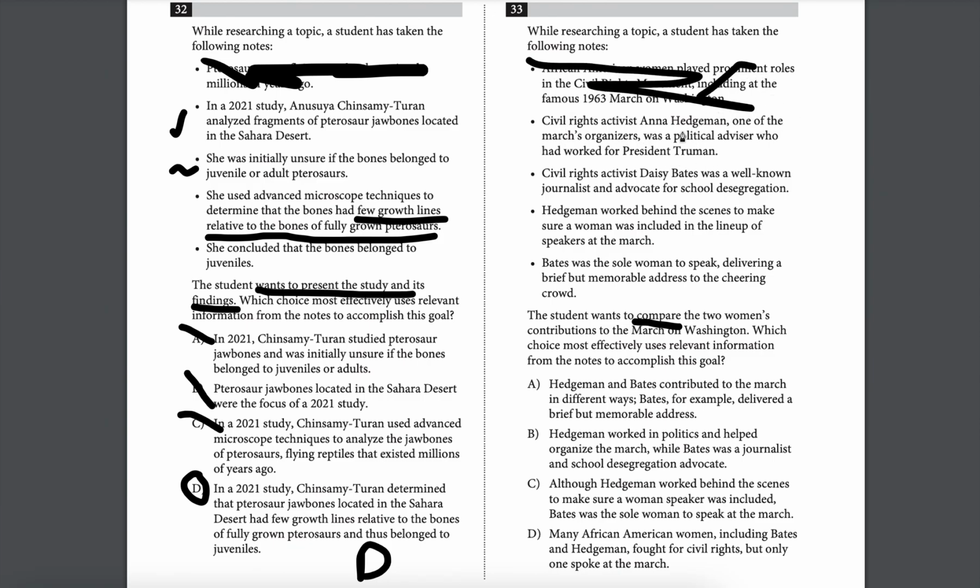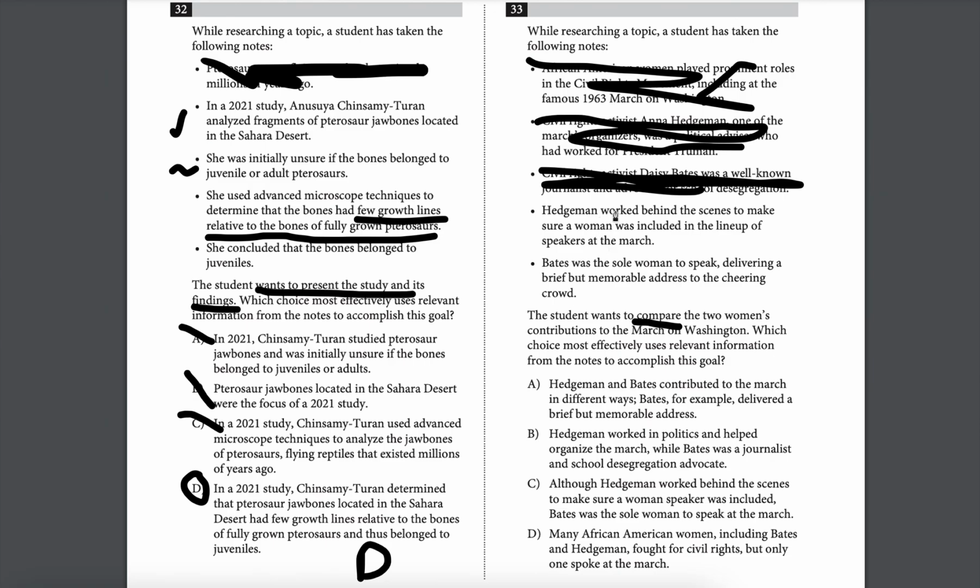Civil rights activist Anna Hedgeman, one of the march's organizers, was a political advisor who had worked for this president. It doesn't talk about the woman's contribution. It doesn't really explain much about Hedgeman, so I'm going to delete that. This is another activist. Bates was a well-known journalist and advocate for school desegregation. These have her contributions, but they don't really talk about the contributions directly to the March on Washington, so I'm going to X that out.